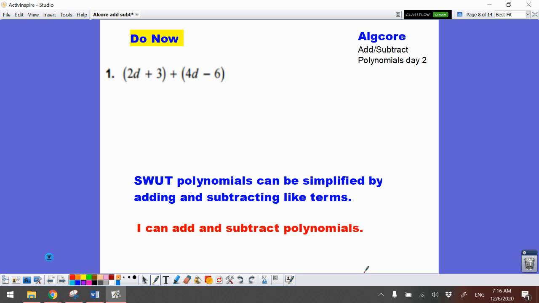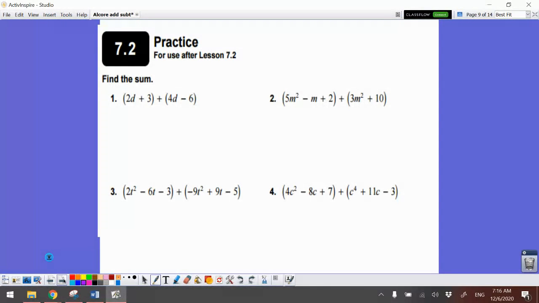Okay, let's keep going with adding and subtracting polynomials. Remember to have your Desmos calculator open if you need it to be open. Let's go ahead and combine like terms. I'll get you started on these first couple, and then I'm going to let you keep going. We'll look at some subtraction, and then we'll finish up for the day.